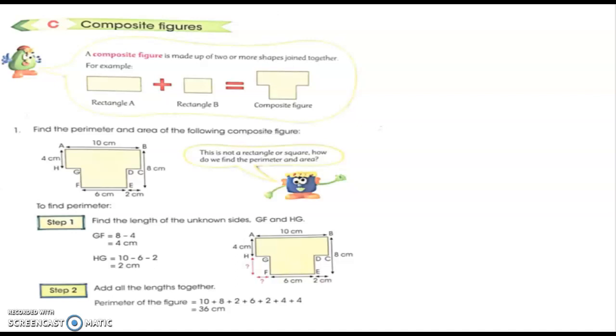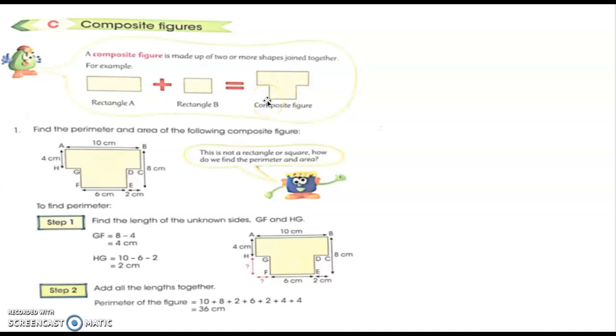Now I will just recall some of the points. Composite means a combination of two or more figures. For example, this is a rectangle A, rectangle B. When rectangle A is placed above rectangle B, then we have a composite figure. So two separate figures join to make a composite figure.